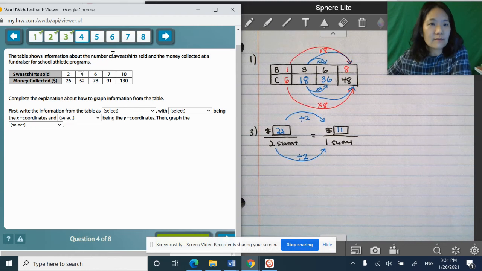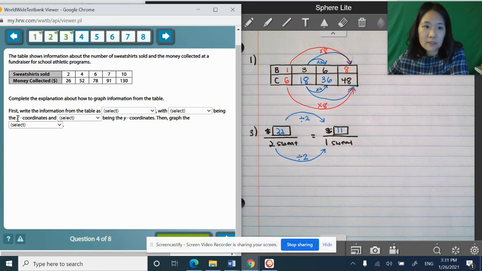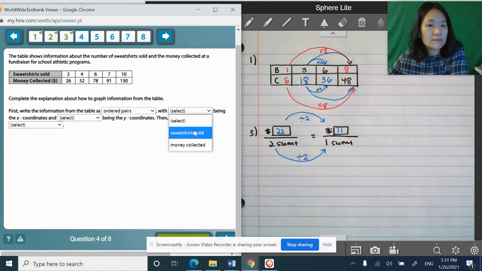The table shows the information about the number of sweatshirts sold and money collected. So same information as the previous one, but if you look, the numbers have changed, okay? Two sweatshirts were $26 instead. Complete the explanation about how to graph the information from the table. So to graph this, remember the sweatshirts sold would be the x-axis coordinate and the money collected would be your y coordinate. First, write the information from the table as ordered pairs with sweatshirts sold being the x coordinate.